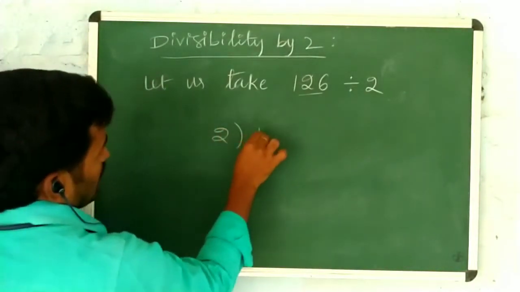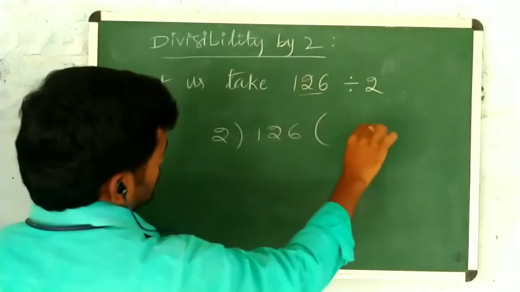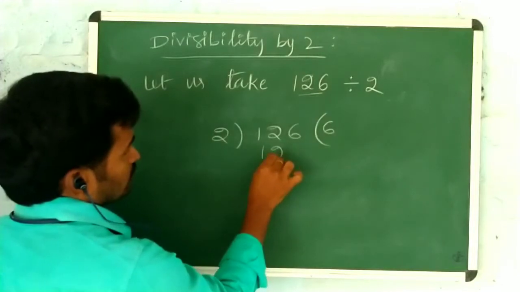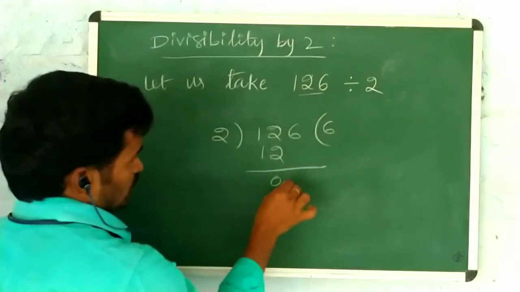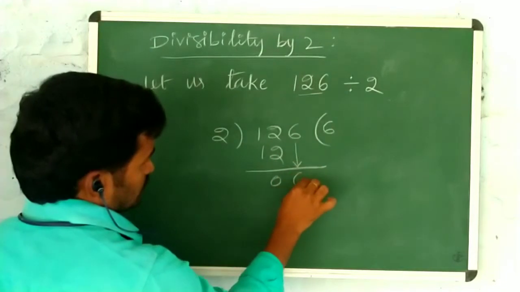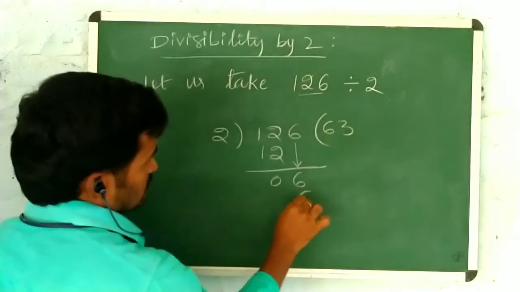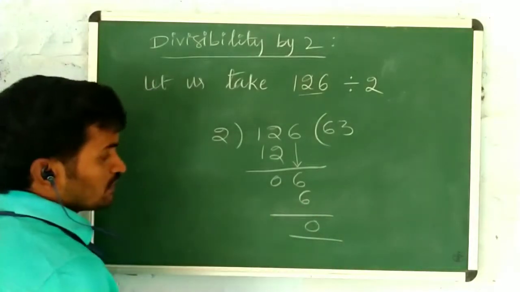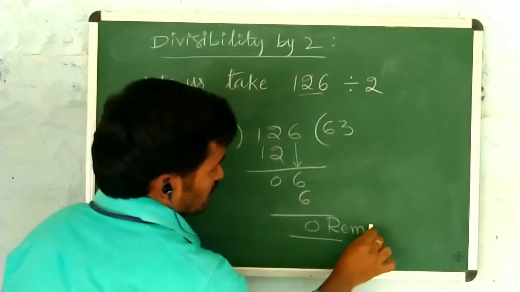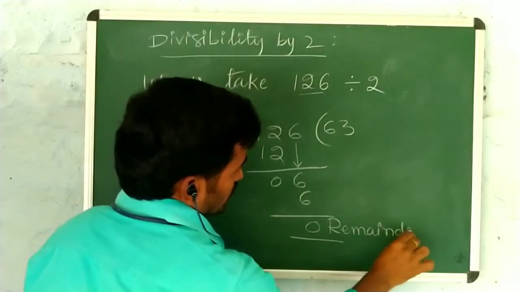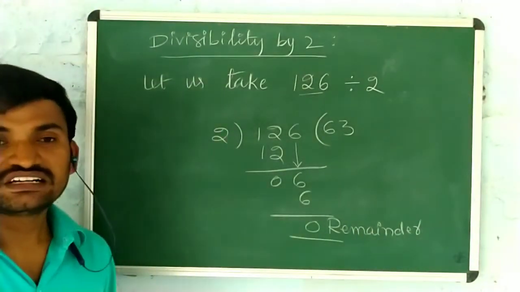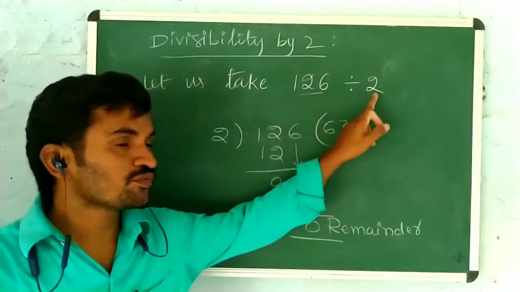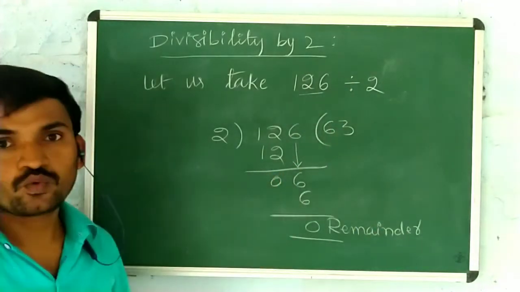See, once I am doing division. Okay, 2 6 are 12. Remainder 0. Next take 6 again. 2 3 are 6. The remainder is 0. So if you get remainder 0, then we can say this number is exactly divisible by 2. So this is one of the examples.